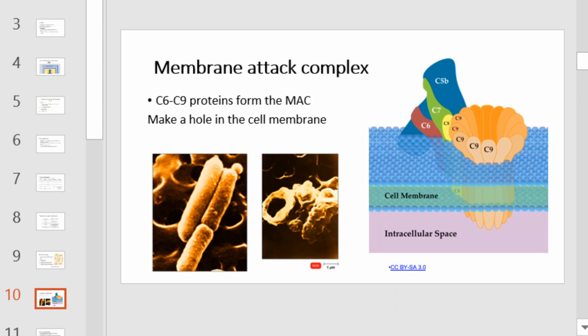The membrane attack complex is formed by C6 to C9 proteins, and its job is to make a hole in the cell membrane, which can lead to the osmotic lysis of the foreign pathogen.